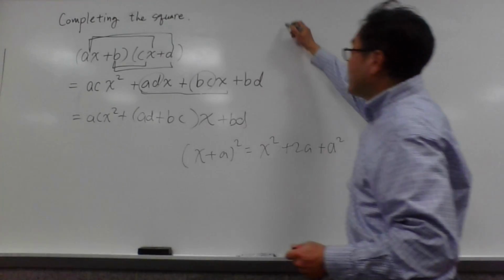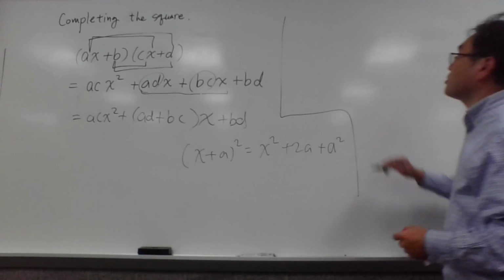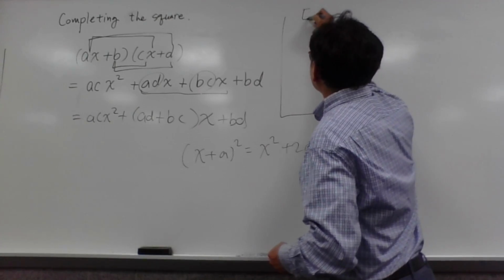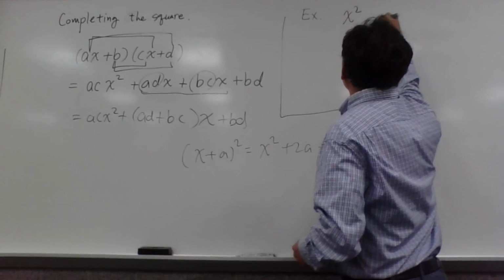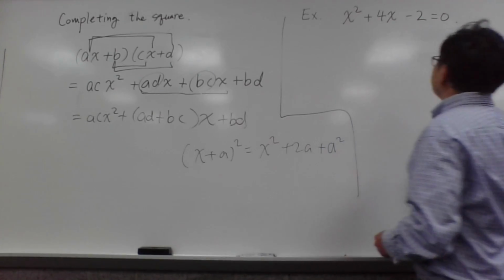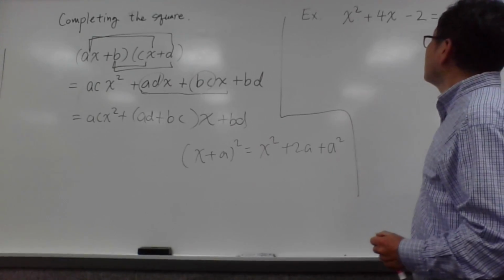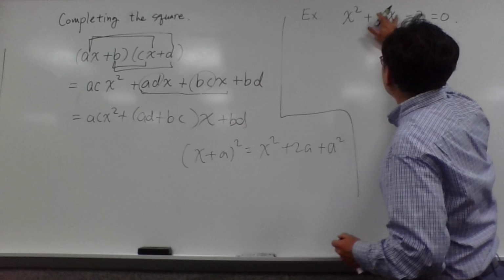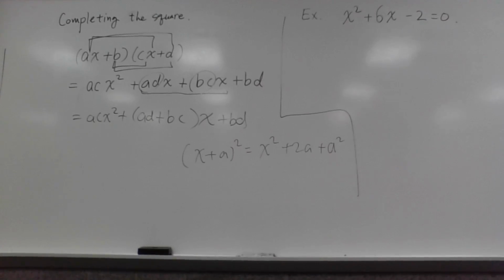All right, now let's try to use this to solve a question. So suppose you're given this example problem. Let's say you have x squared plus 4x minus 2 equals 0. How do you solve this? Well, sorry, let me make this into 6. I like 6 better. Sorry about that. So suppose you have x squared plus 6x minus 2. How do you solve this?